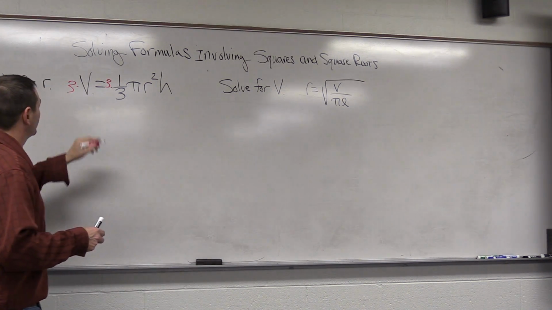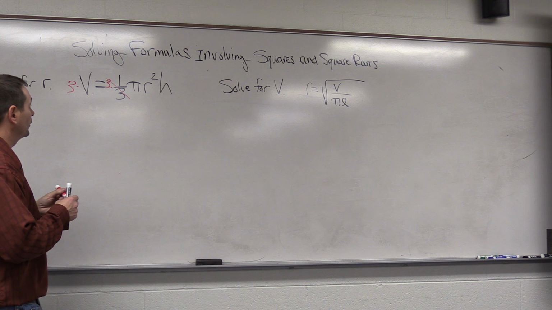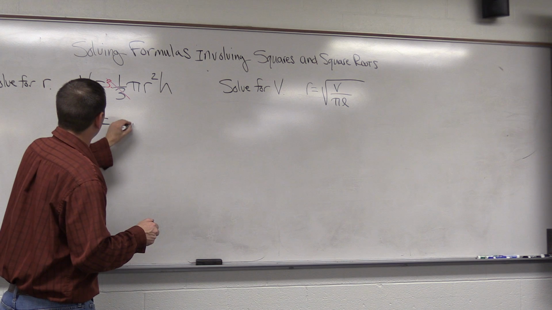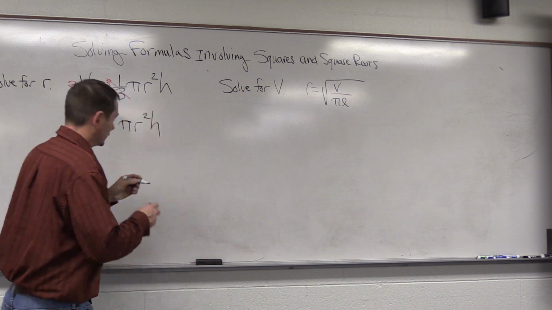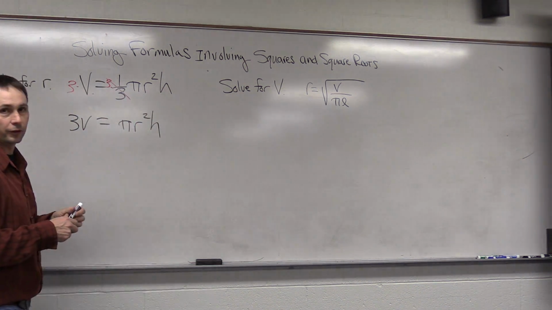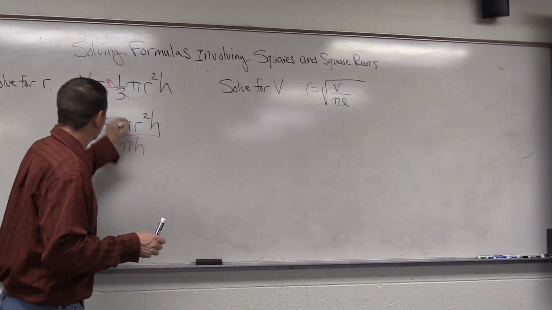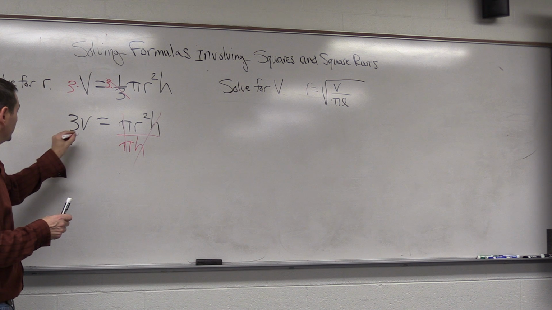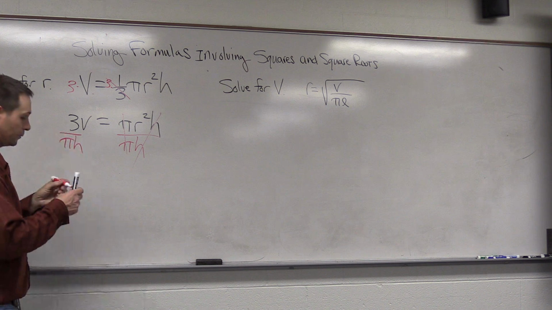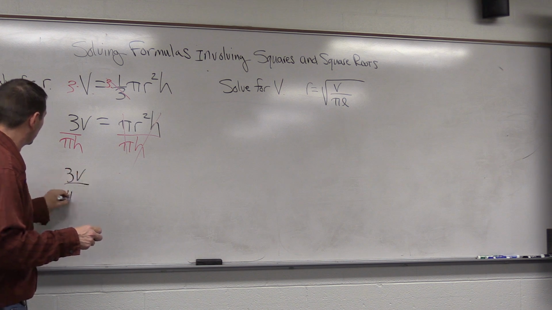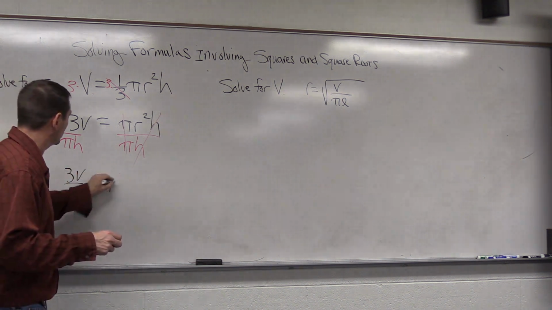fraction. I'm just going to multiply by 3 to both sides just to get rid of that 1/3, right? So I end up with 3v is equal to pi r squared h. Now my goal is to solve for the r. I'm going to divide by the pi and h. That'll get rid of them since they're multiplied. Divided by pi and h. We're almost there already. So we'll end up with 3v all over pi h is equal to r squared.